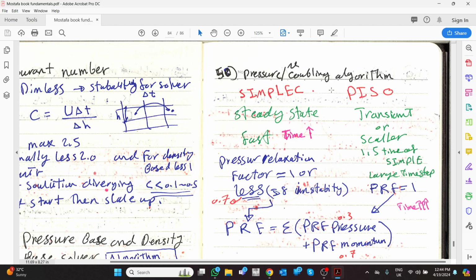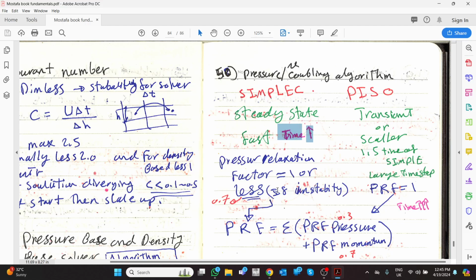It is not names, it is expressions. Each letter represents something, for example, pressure independent. I don't remember what it is, but at the end, this is an algorithm which means how the solver is going to think. SIMPLE's application is for steady state. It is fast in the steady state. It will take, for example, one portion of time, but PISO will take three portions of time. And it uses a pressure relaxation factor, which is almost one or less, maybe 0.7.